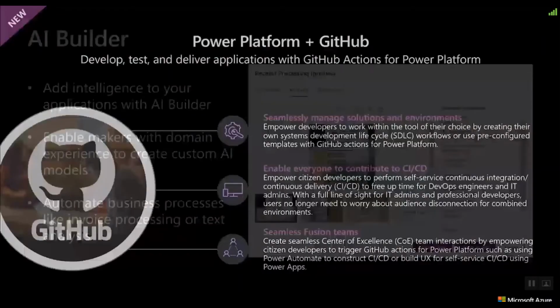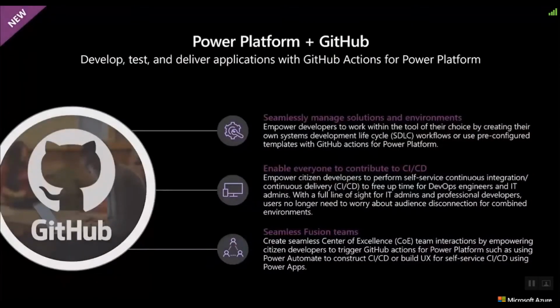One of our cool new features that we announced at Ignite, and hopefully you have all seen this already, is our Power Platform and GitHub collaboration. We don't have a whole lot of time today to talk through all of this, but I'm going to link some of the videos that we talked about from Ignite in the resources below that we'll attach at the end of this slideshow. This is super cool: you can seamlessly manage your solutions and environments, enable everyone to contribute to CI/CD, and enable seamless fusion teams. I really wish we could have more time to talk about this, but please check out the videos below.